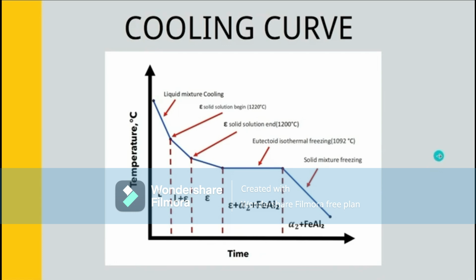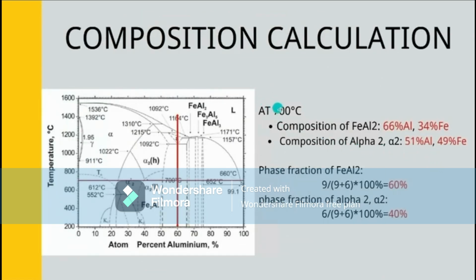And then we can talk about the composition calculation. At 700 degrees, there are two compositions, one is ferroaluminide and the other one is alpha-2. The phase fraction of ferroaluminide is 60% and the phase fraction of alpha-2 is 40%.